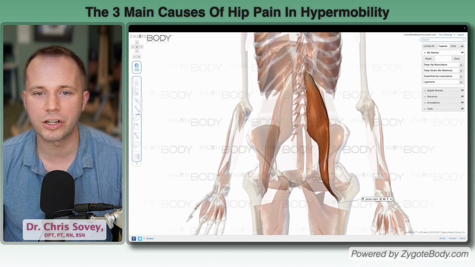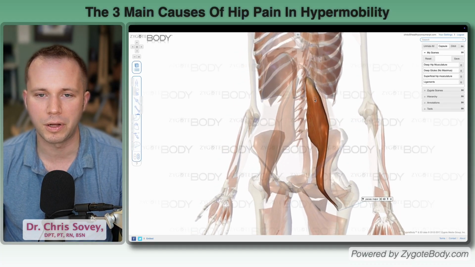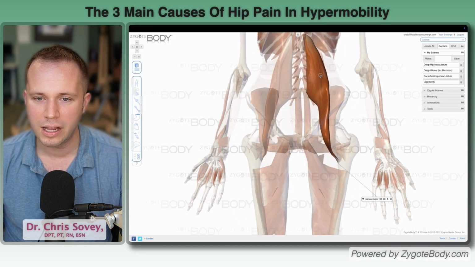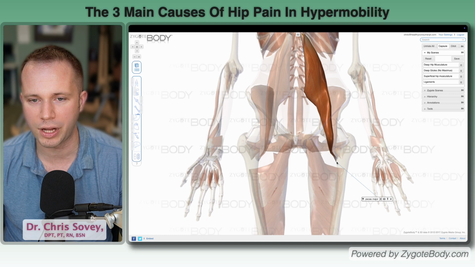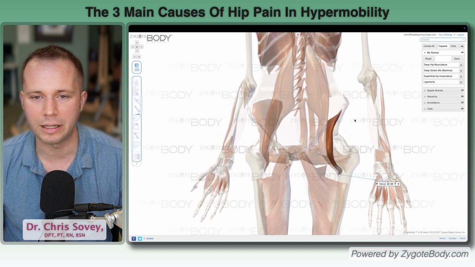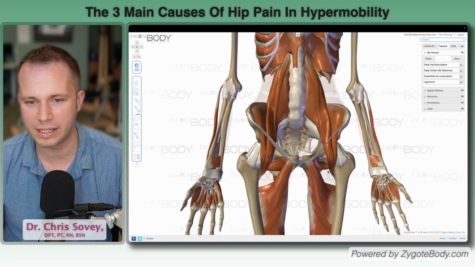And you can see how it starts all the way up here near the base of the rib cage, T12, L1, your last thoracic vertebra and your first lumbar vertebra, and attaches way down on the lesser trochanter here on the inside of the hip. It's also met up by the iliacus, which starts on that inner bowl of the pelvis and attaches to the same place.